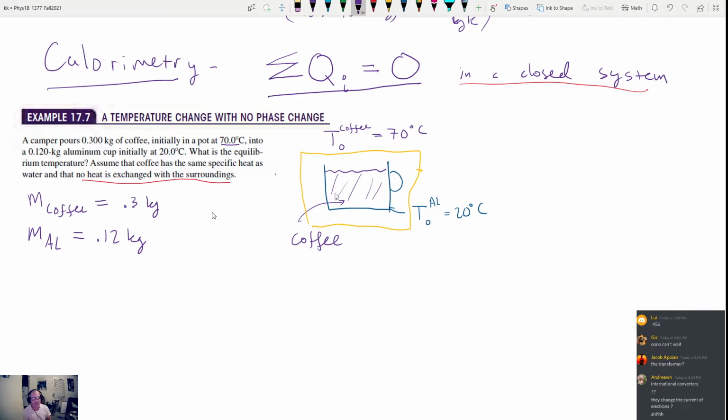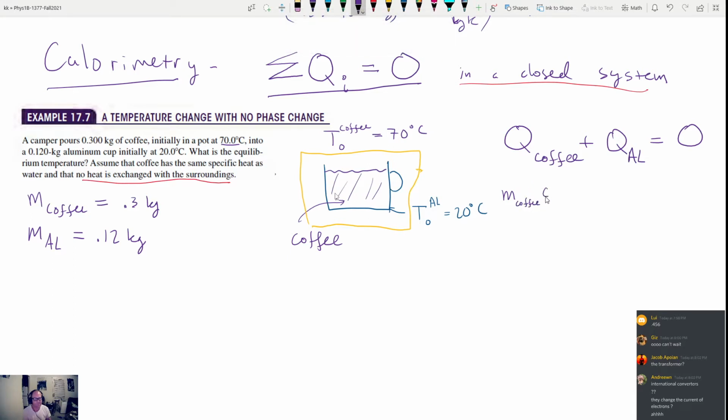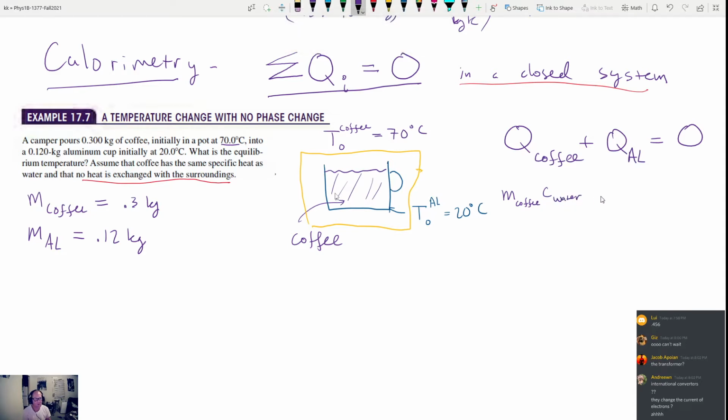And all we need to do is to sum heat transfers and say that they add to 0. Some will be positive and some will be negative. The way I'm going to write that is to say if I take the heat transfer of the coffee and add to that the heat transfer associated with the aluminum, this should be equal to 0. And for each one of these, we're just going to use the MC delta T equation. For this one, it's going to be mass of coffee times the specific heat of, well, they're saying treat the coffee like water, right? So we'll use the specific heat of water. And then delta T for the coffee.